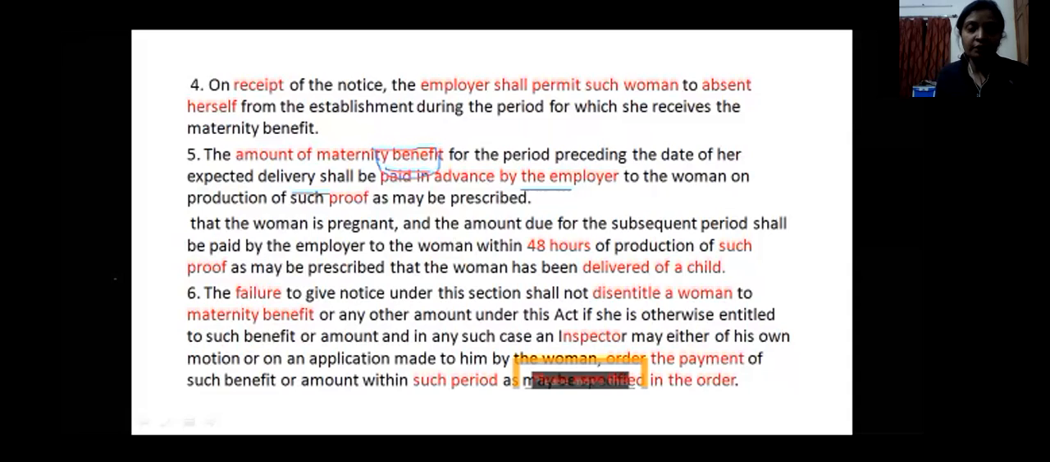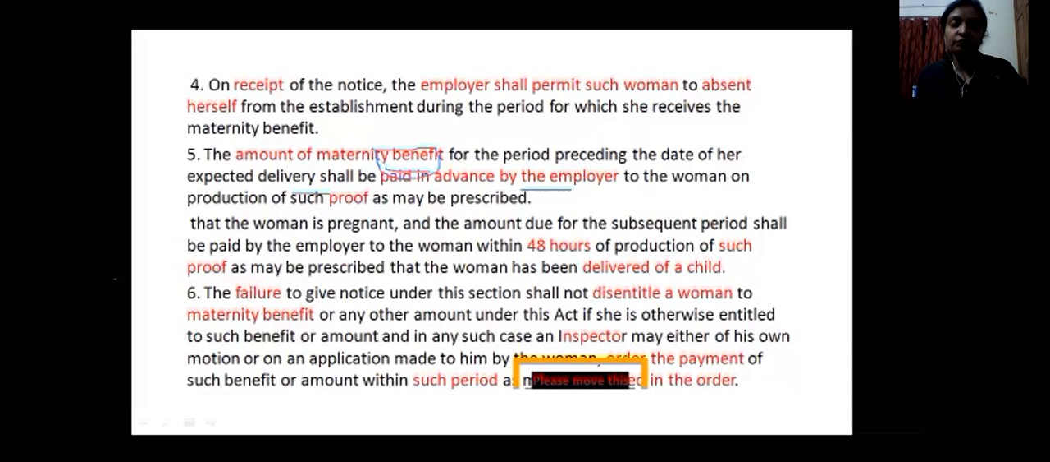So today I'm going to continue the last class, that is regarding the notice that the employee, the one who is going to get the maternity benefits, has to give to the employer. We have already discussed that. Now in today's class, we will be discussing what the employer has to do after getting the notice. So on receipt of the notice, the employer shall permit such woman to absent herself from the establishment.